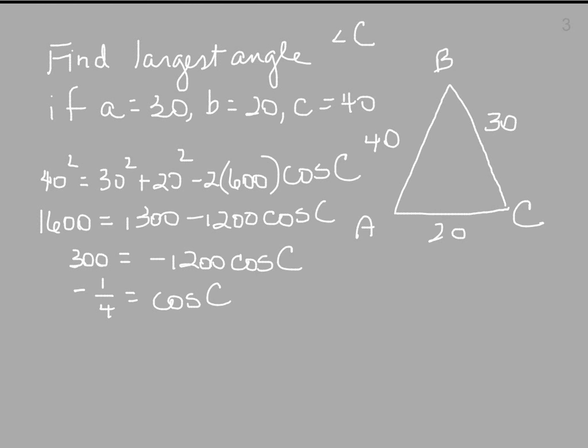So we're going to take the inverse cosine of both sides, including the negative, and then when we solve for that and put that into your calculator, you end up with your angle being 104.5 degrees. And it makes sense because on the unit circle, cosine is negative in the second quadrant, and we put a negative value in, so that gave us a second quadrant answer.